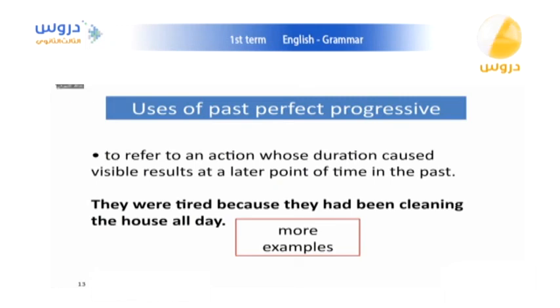More examples. They were tired, just because they had been cleaning. They had been cleaning. So two actions. They were tired, this is the past simple. They were tired because they had been cleaning the house all day. The second action shows what? The event continues.